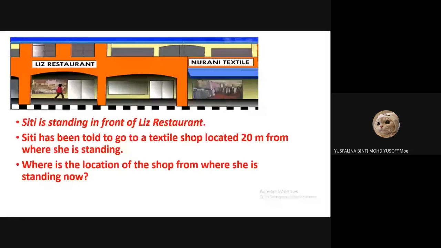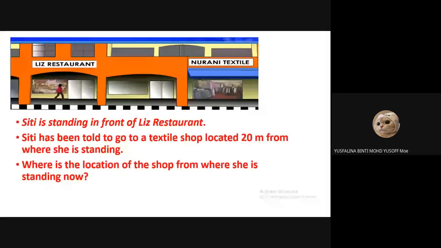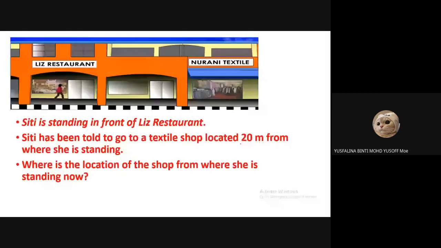So where is the location of the shop? It is on the right if I was sitting here, but for this one it is on the left. Alright, so this is the sentence here. You can see it is located 20 meters. So they only give you the magnitude, but they didn't give you the direction.